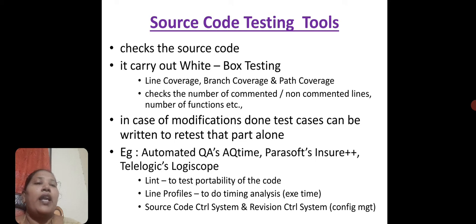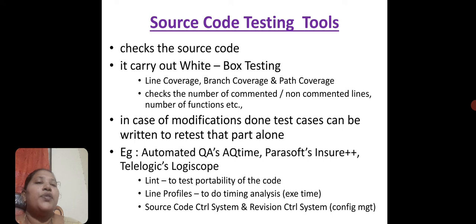All the commented lines, non-commented lines, functions, and whatever logical operators you have used, everything will be calculated here. Everything will be tested individually. If you perform any modification in a test case, you have to retest that particular part alone. You need not retest the whole source code, just the test case in which you made the modification. Some of the automated tools you have are Automated QA's AQtime, Parasoft's Insure++, and Telelogic's Logiscope. These are some of the source code testing tools that are available.